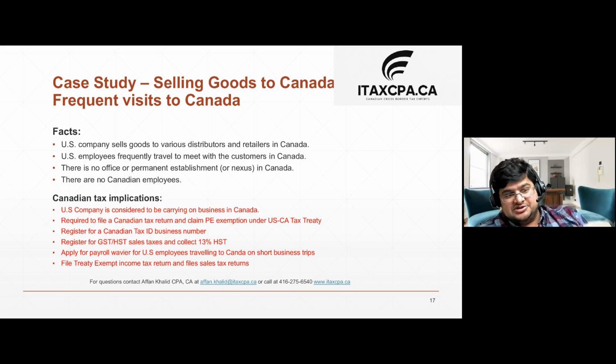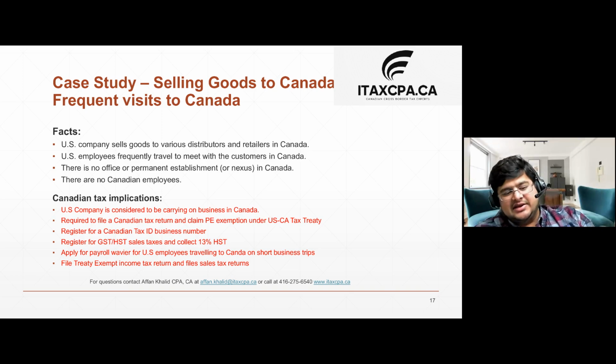You will be required to register for a Canadian tax identification number, that's the BN or business number. There's definitely a requirement to register for GST, HST, sales tax, and collect 13% in Ontario, or whichever province you're working in. So sales tax implications will apply in this scenario. Unless I apply for the payroll waiver for your employees coming into Canada, there are payroll tax implications, HST, sales tax implications, and income tax implications. Most of these things can be managed if I can take action ahead of time.